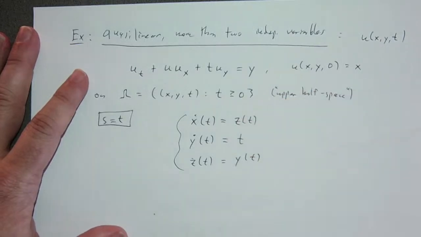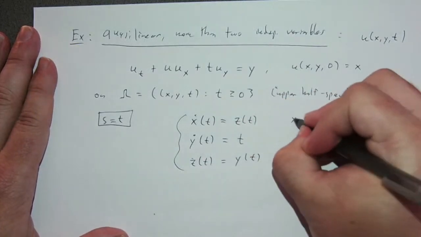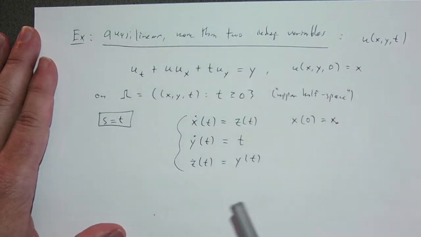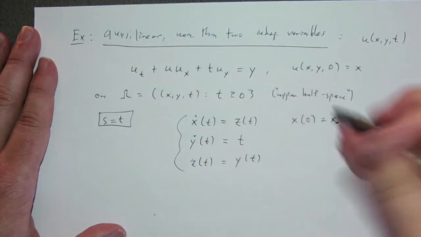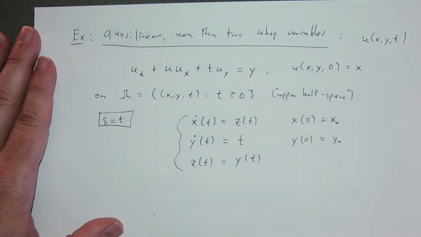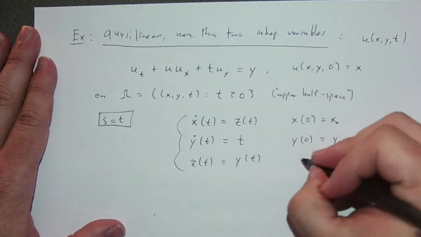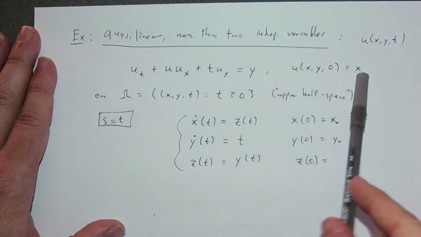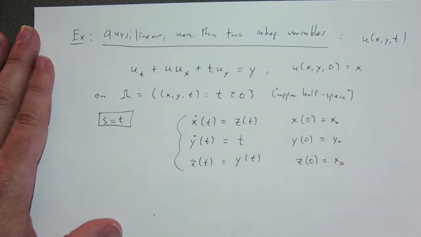So the initial conditions would be we want x to be generic. So x of 0 is x naught. We want y to also be generic here. So y of 0 is y naught. And z of 0 is, of course, the auxiliary condition here, which is x naught.